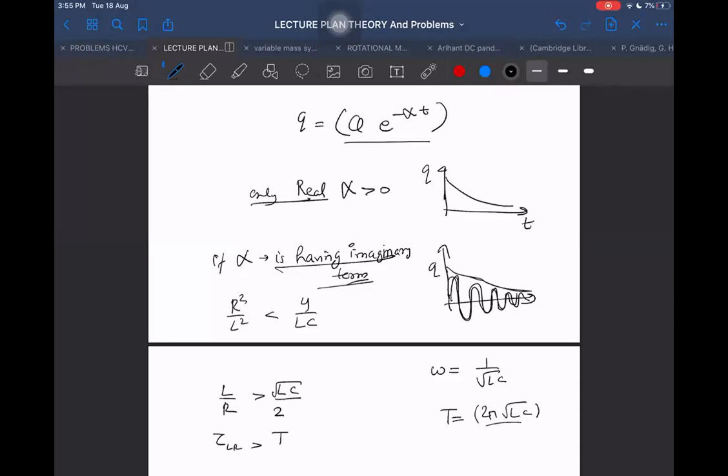1 by 2 omega. In terms of time period, it is time period upon 4 pi. T by 4 pi. We are getting this.